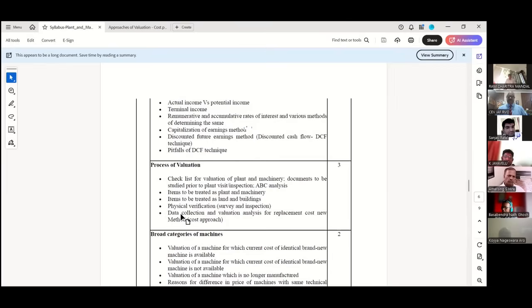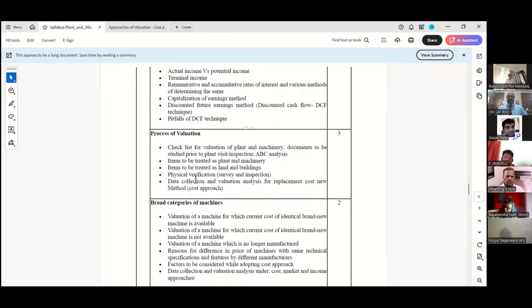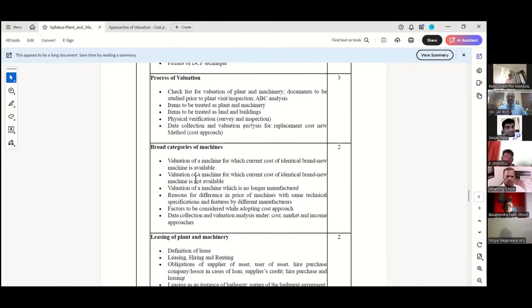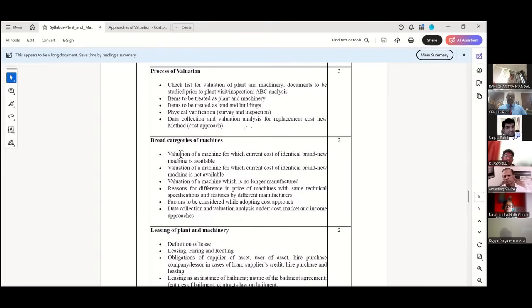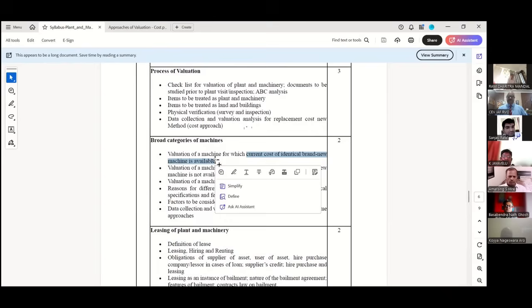Okay. Next is the broad category of the machine. Valuation of a machine for which the new cost of an identical brand new machine is available. How will we do the valuation in this scenario? You have the current cost of the identical, brand new machine. How will we do the valuation? Which approach or methodology will you utilize in this scenario?